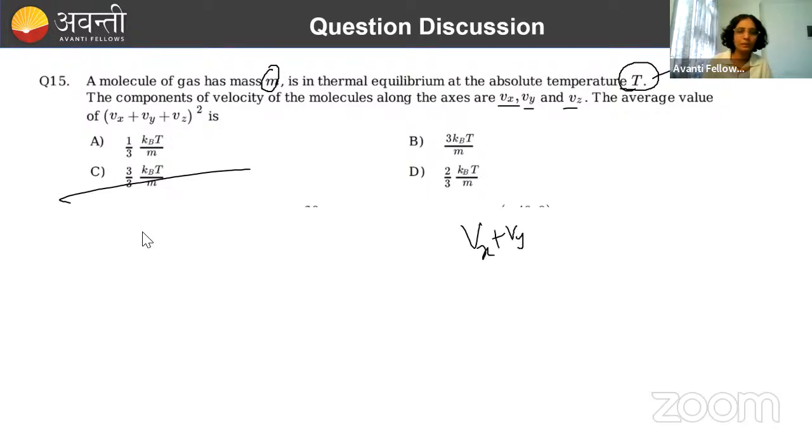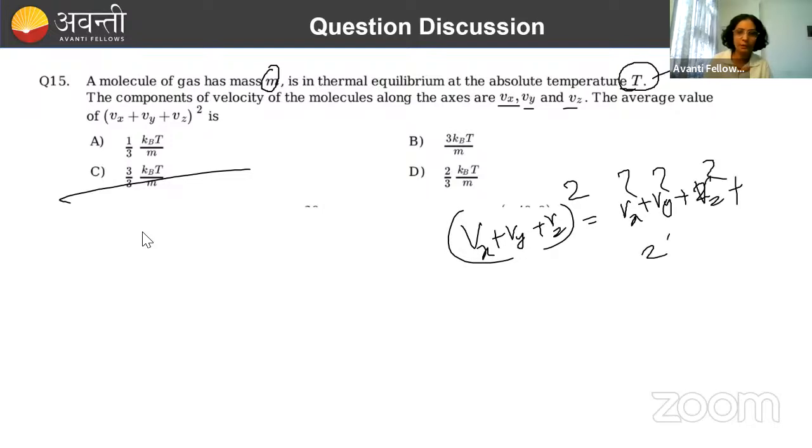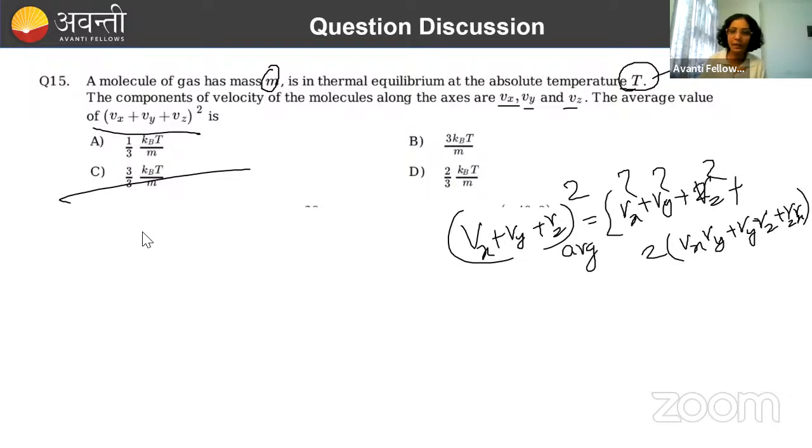Again, (Vx plus Vy plus Vz) whole square, what will this be equal to? Vx square plus Vy square plus Vz square plus 2VxVy plus 2VyVz plus 2VzVx, something like that. Done. We need to calculate the average of this one. So if I take the average on the LHS, we will take the average on the RHS.